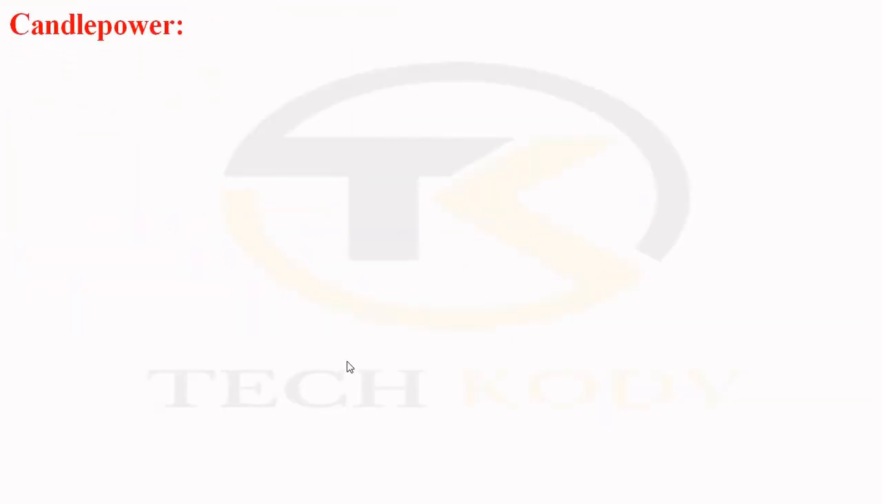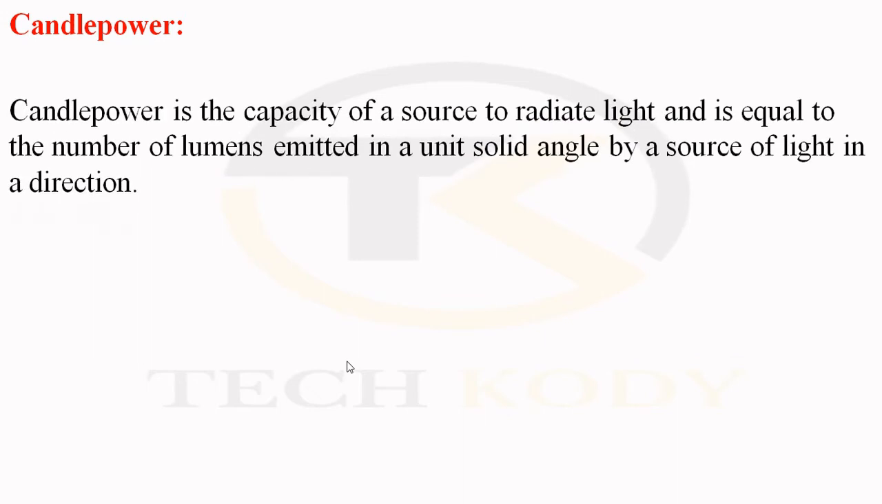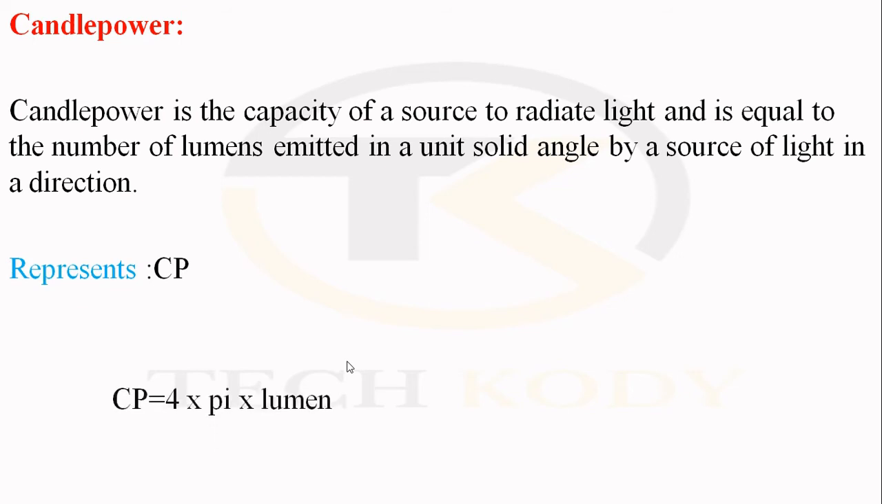Candle power, this is the most important one. The number of lumens given out by the source of light in a unit solid angle in a particular direction is called candle power. It is represented as CP. The candle power is equal to 4 pi into lumens. You should definitely know the formulas of candle power.